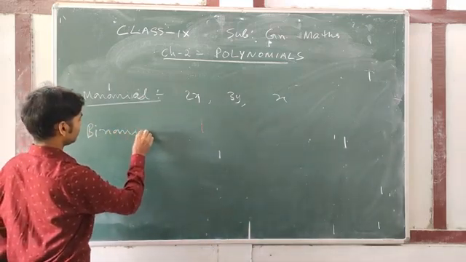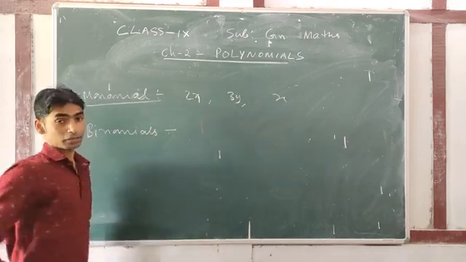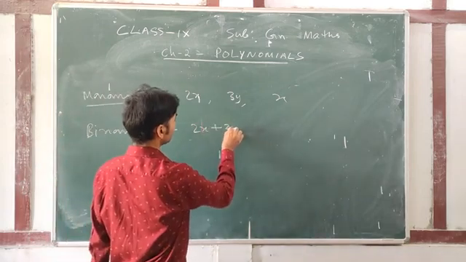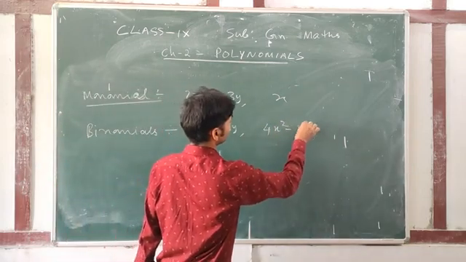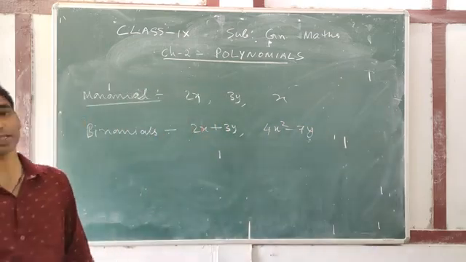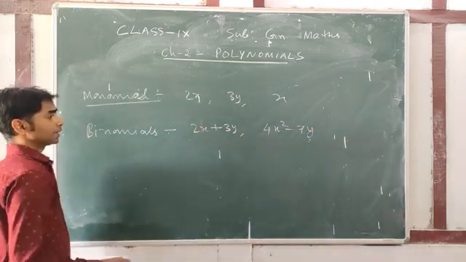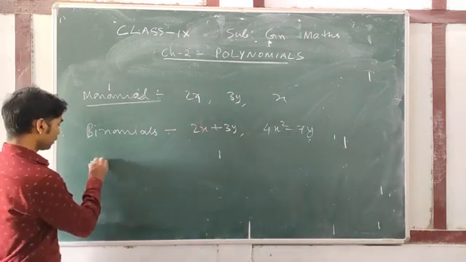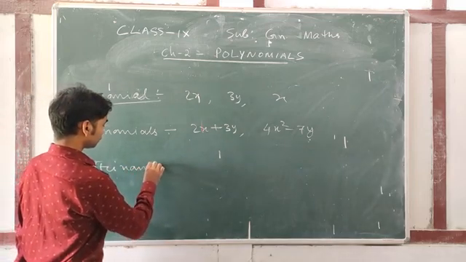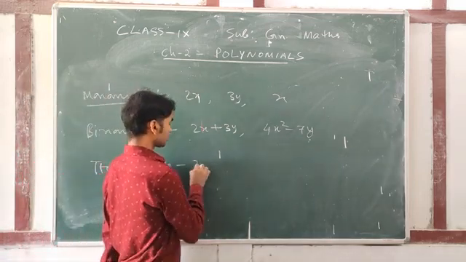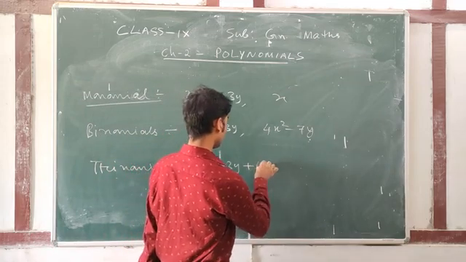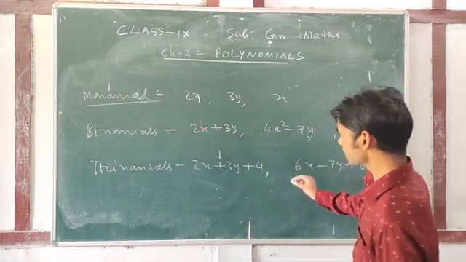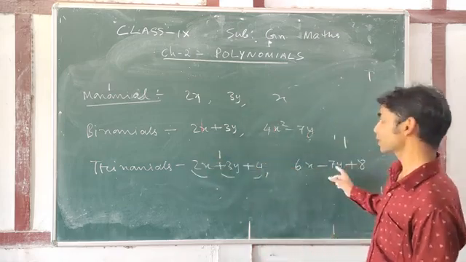Binomials. A polynomial which contains two terms is called a binomial, like 2x plus 3y, 4x squared minus 7y. These are called binomials because they contain two terms. A polynomial which contains three terms is called a trinomial. Suppose 2x plus 3y plus 4, or 6x minus 7y plus 8. These polynomials contain three terms, so these are called trinomials.